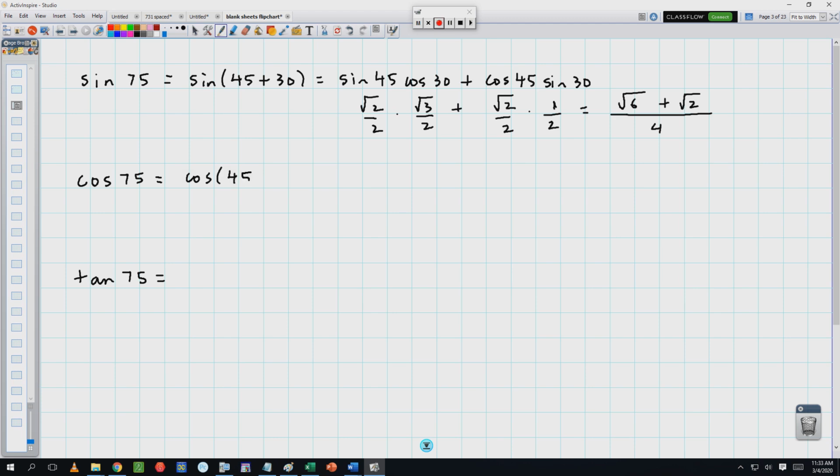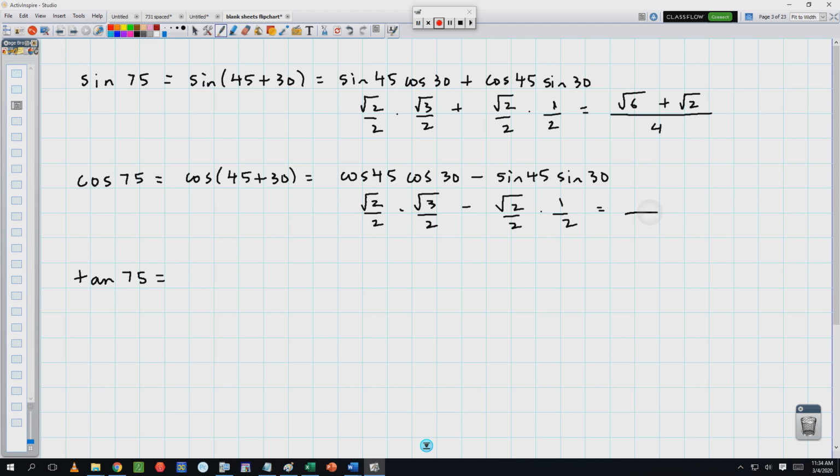Cosine. And that formula goes like this. You'll take the cosine of the first, the cosine of the second one, minus the sine of the first, and the sine of the second. The exact same fractions, just in a different combination. Radical 2 over 2, radical 3 over 2, minus another radical 2 over 2, and a half. 2 times 2, 2 times 2 on the bottom of both will leave me with a 4. We have radical 6. This time, take away radical 2.